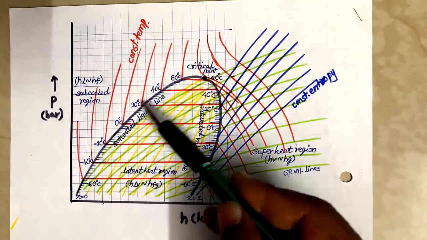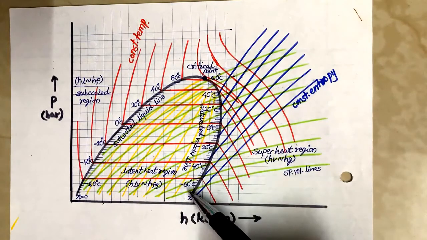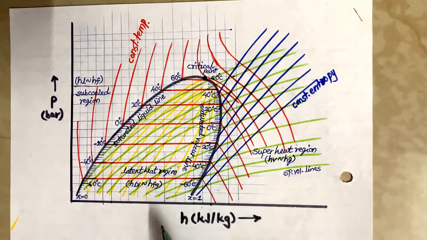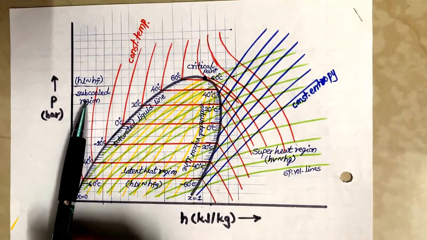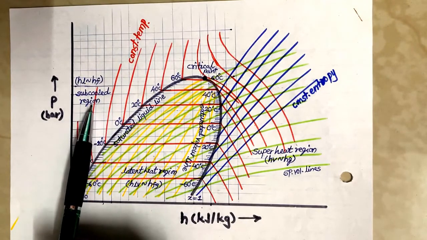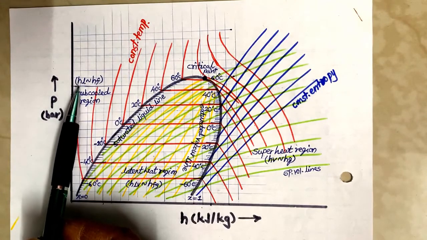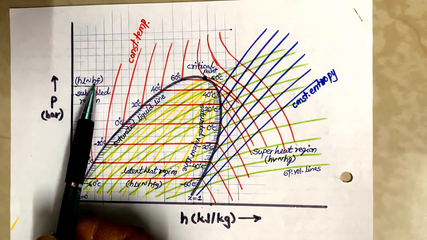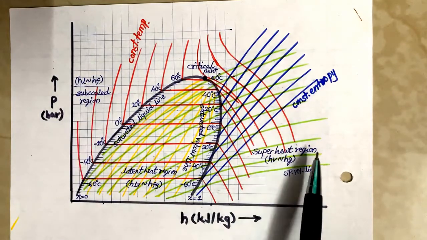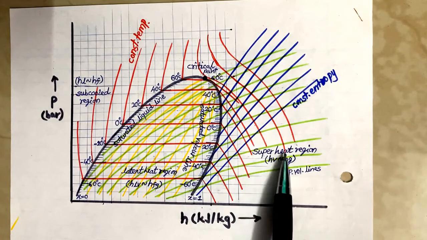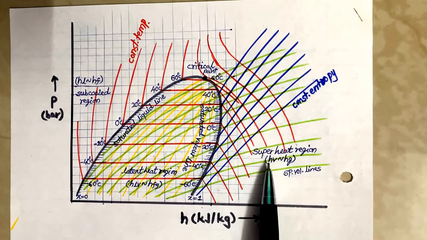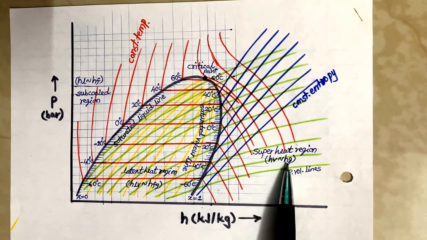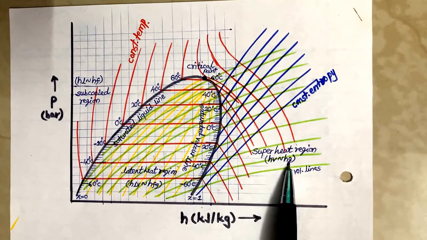Once we draw the dome of this particular refrigerant, it will divide into three parts. The extreme left side is the subcooled liquid region. It will be represented as hL, or we can say hf. The right side is the superheat region, or superheated vapor region. It will be represented by hv, or sometimes hg. V stands for vapor, g stands for gas.